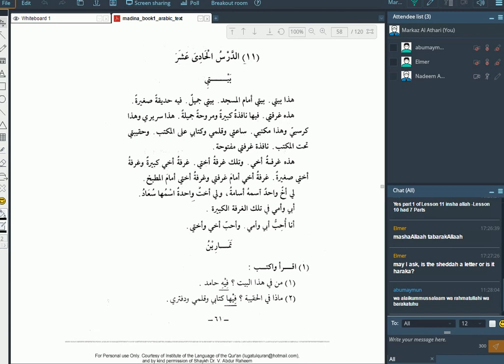Now some of the things that are being introduced in this class are a reiteration of the dama'ir, of the pronouns that we just picked up in the previous class of Dars al-Ashir. And here it's looking at the dama'ir again, but how they can be used in a different way. We'll look at that in a moment, inshallah.